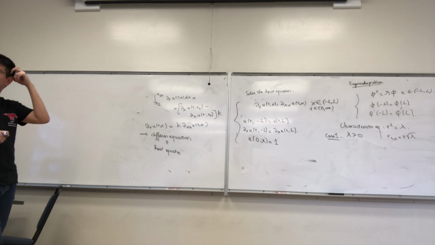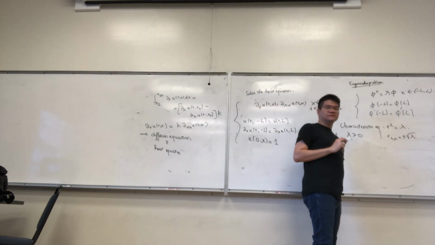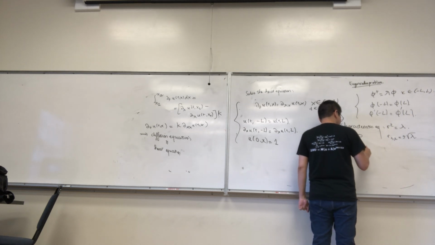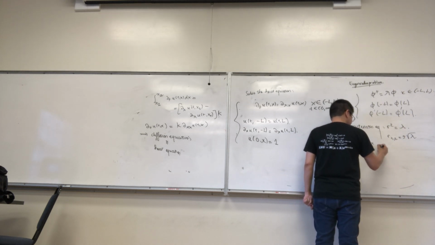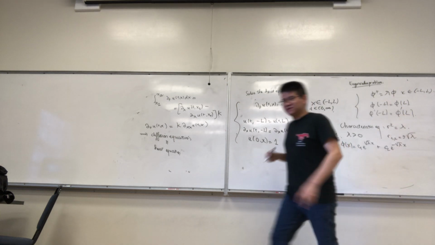Your solution is C1 e to the plus C2 e to the minus square root. So you have phi x is C1 e to the square root of lambda x plus C2 e to the power minus square root of lambda x. So what is the next step?